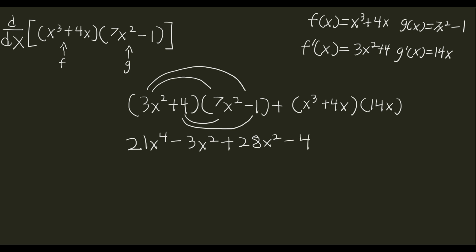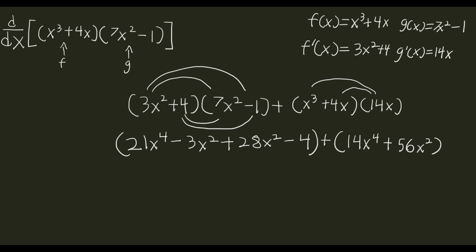I'll put this in parentheses here. And doing this with the right hand side, we would distribute 14x. 14x times x cubed would be 14x to the fourth. 14x times 4x would be 56x squared. Let's combine like terms. I'm going to rewrite this whole thing as we do so.